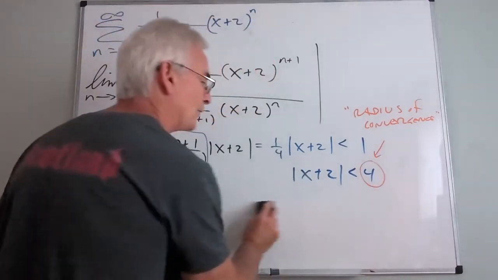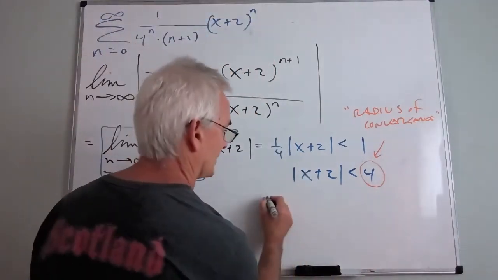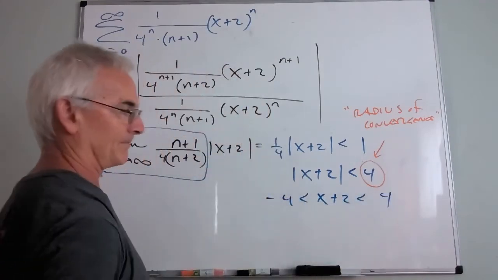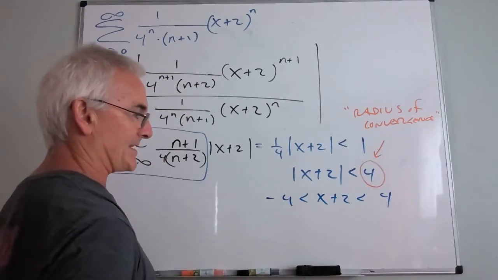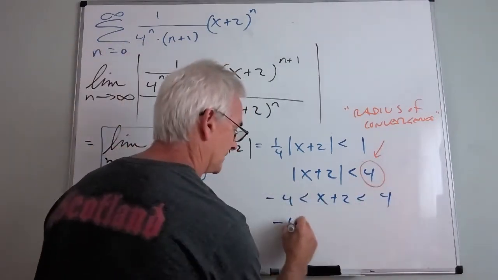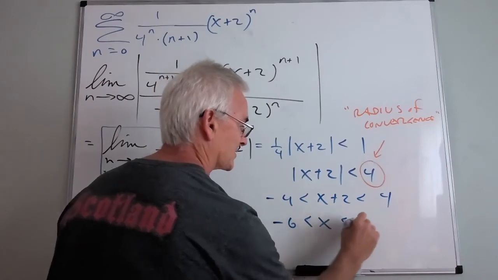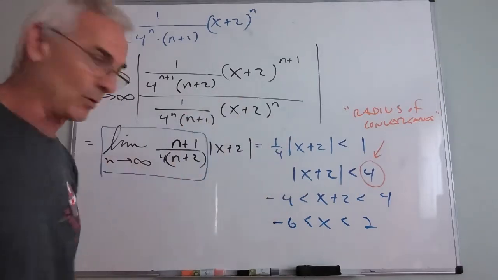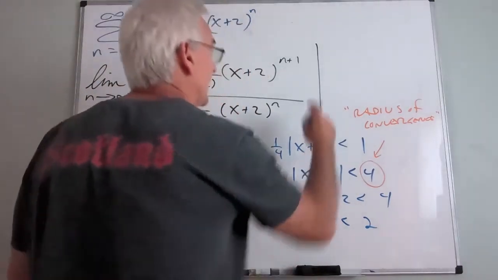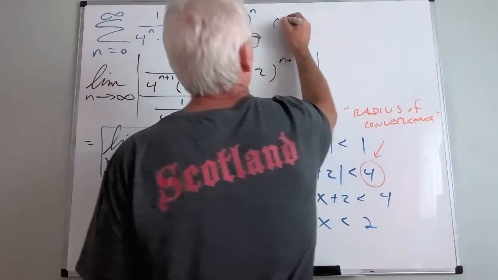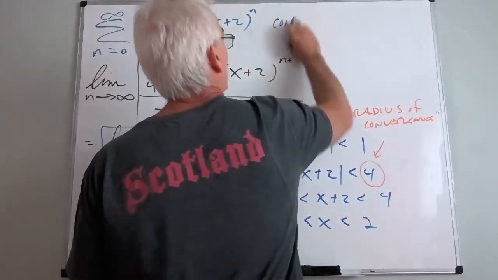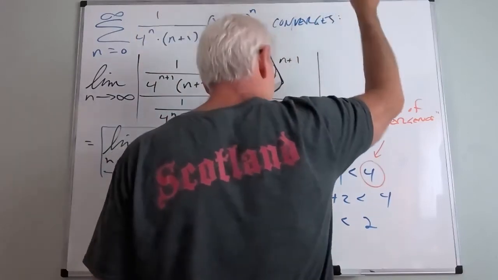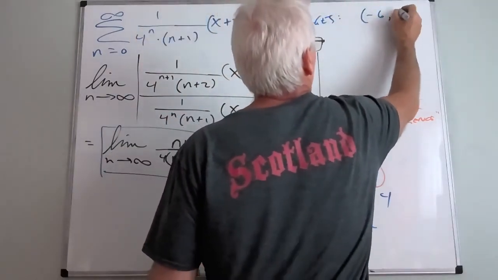So now when I remove the inequality, isn't it true that this will be -4 is smaller than x plus 2 is smaller than +4? Now, if I throw a -2 on each term, I'd have -6 is smaller than x is smaller than 2. And that's our -2 adding and subtracting 4. So at this point, I can say I know it converges. And by the way, we don't do this next step in permanent marker. Everybody understand what I'm saying there?